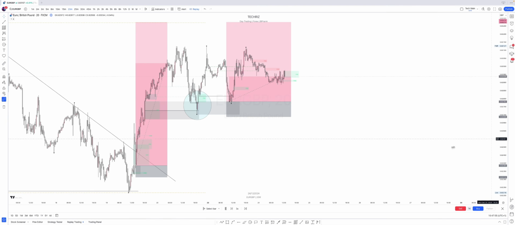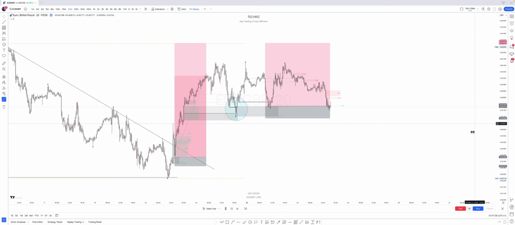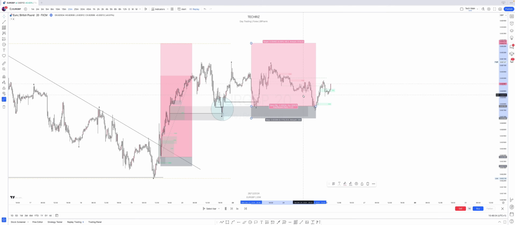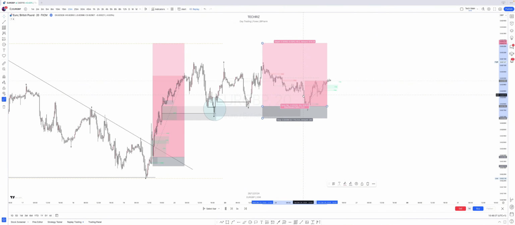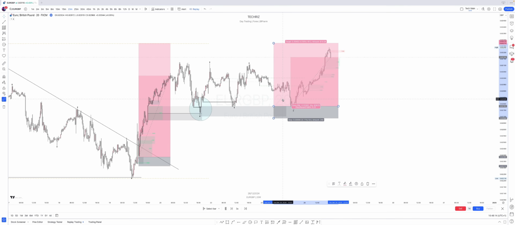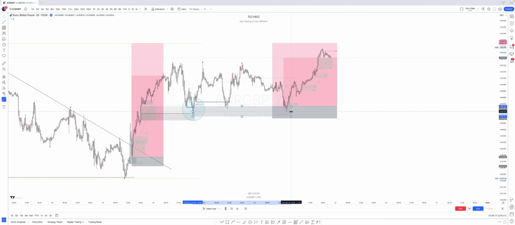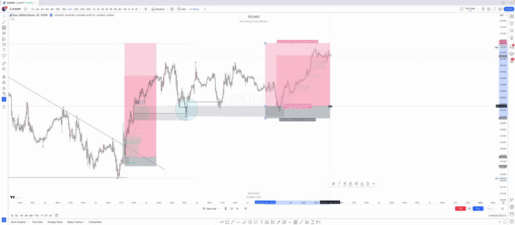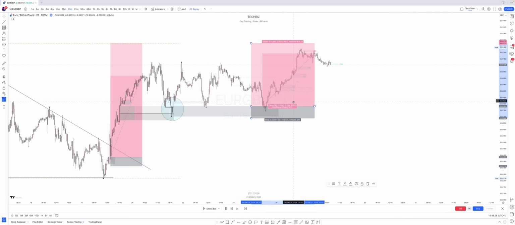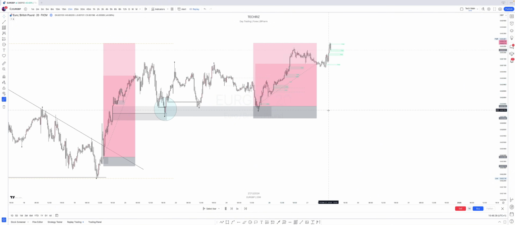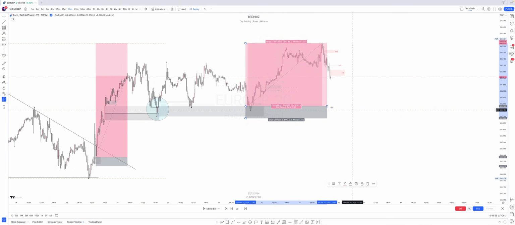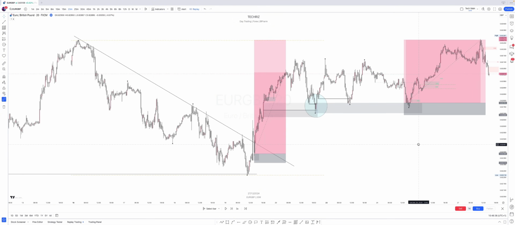All roads lead to the final targets. Boom, finally, the final target has been met. And this is the case study on EURGBP.